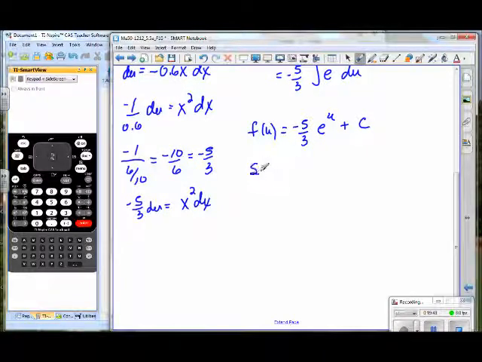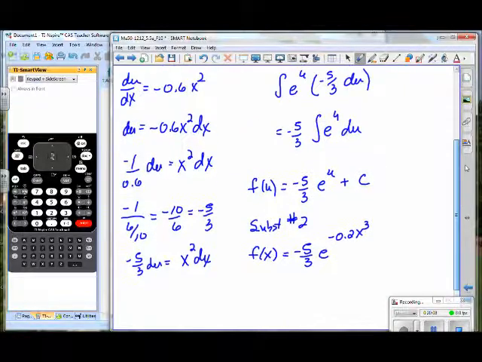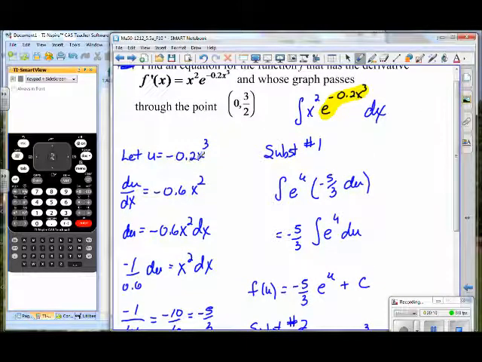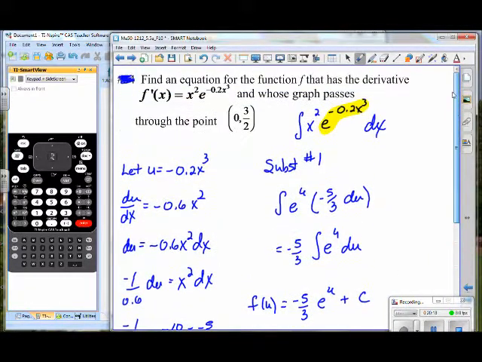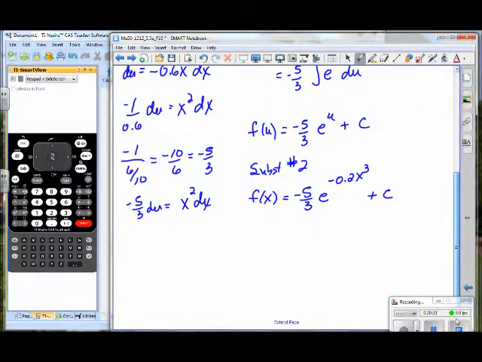And this now is our function f of u. We want to go back and we'll do our second substitution now. Make this f of x. So we have f of x equals negative 5/3 e to the negative 2/10 x cubed plus c. Now we would stop here with our answer, except it says that this function has a graph that passes through the point 0, 3/2.